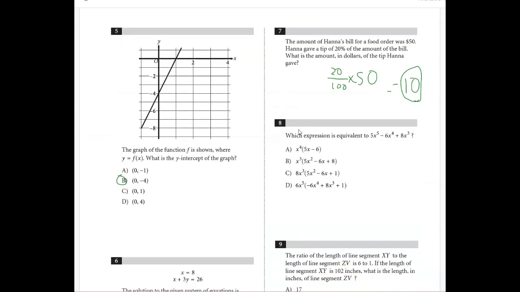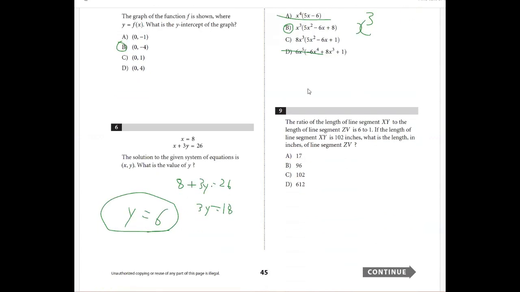Okay, question 8, which expression is equivalent to 5x to the power of 5 minus 6x to the power of 4 plus 8x cubed? Okay, we want the one with the lowest power here when you compare the powers of x. Since x cubed is the smallest, I can immediately cancel out A and D. Is there a common multiple between 8, 6, and 5? I don't think so. Well, no. So B is obviously the answer.